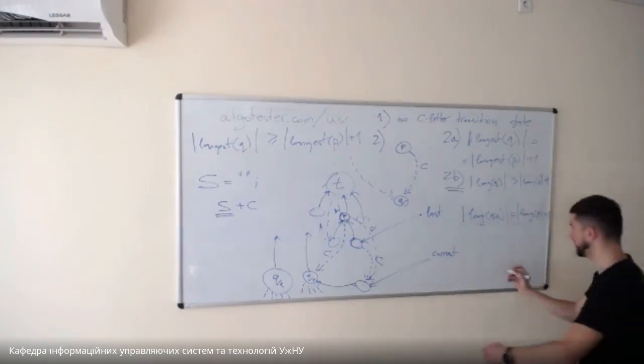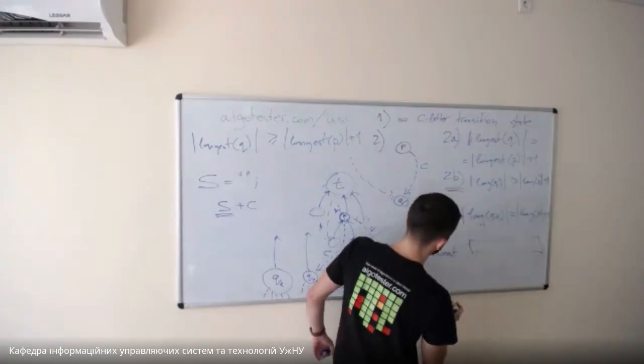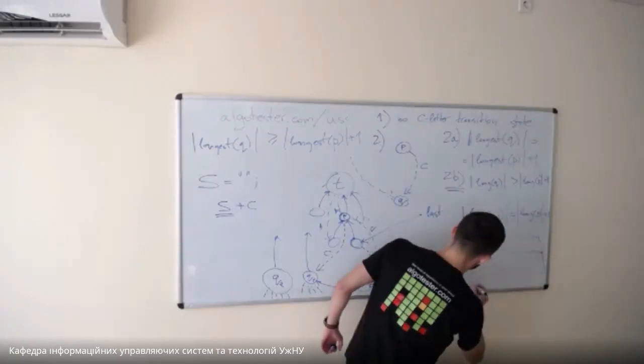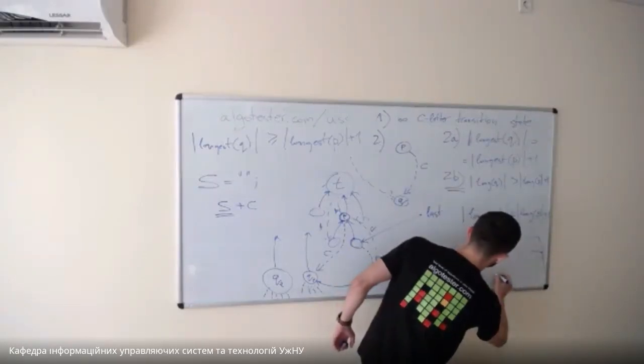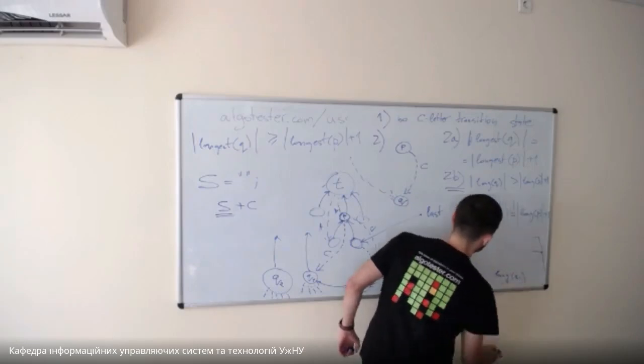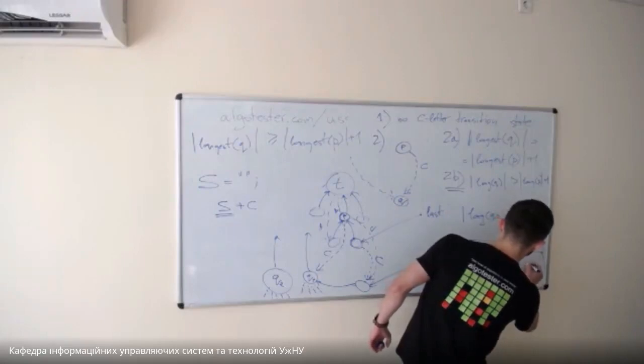So which means if we have this picture, where this is long for Q1, and this is short for Q1.